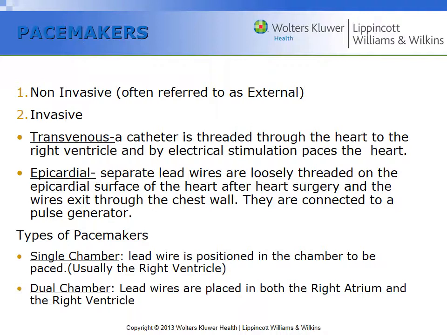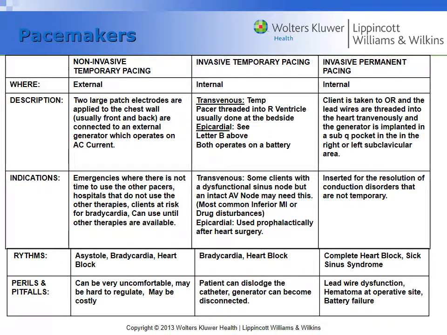There are two types of pacemakers. There's a single chamber and a dual chamber. The single chamber pacemaker is not often inserted anymore because the dual chamber allows the practitioner to have both chambers paced or to turn a lead off if necessary. So the dual chamber is used most often, and the lead wires are placed in both the right atrium and the right ventricle. The following chart shows pacemakers of several different types.